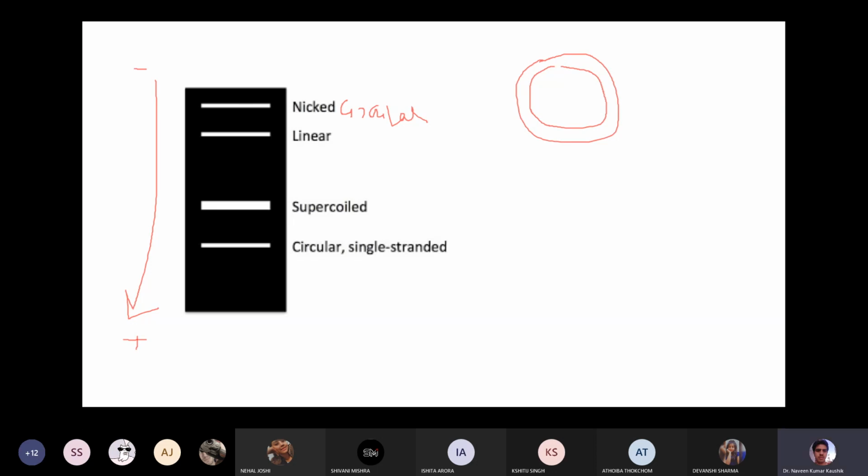Circular single strand is going to be like this. Okay. These are the order in which DNA is going to migrate. So comment on why such migration occurs. You can take time, take 5 minutes, think over it, and we'll use it again. Why does such type of migration occur when your DNA is of this type?